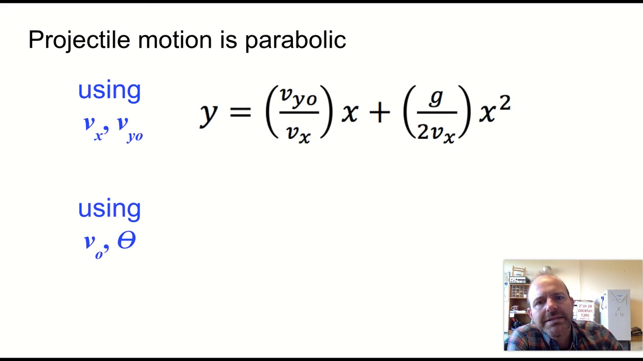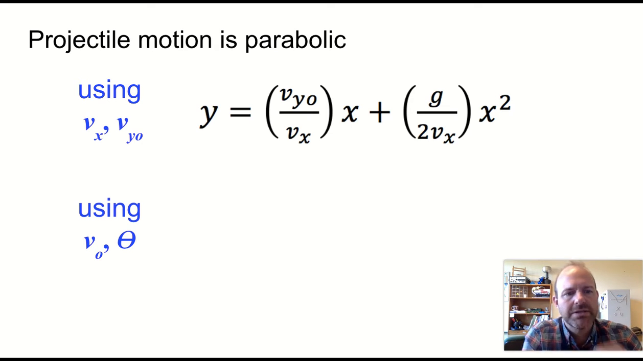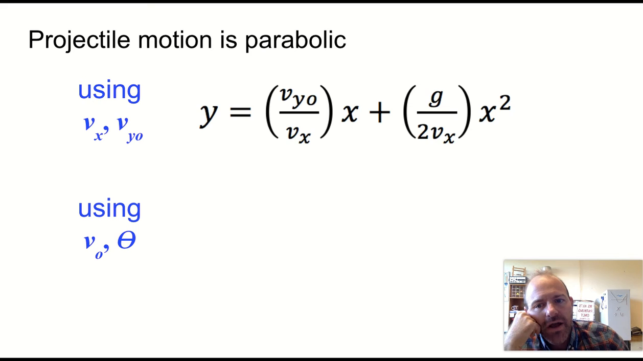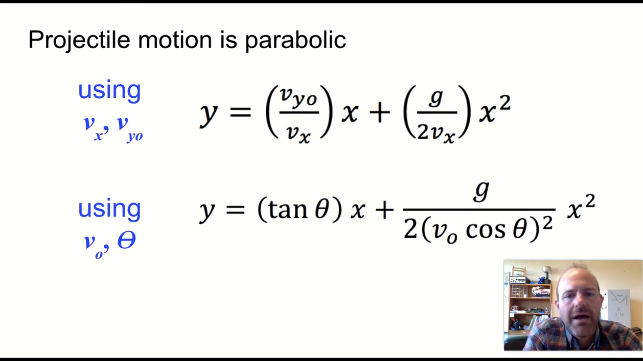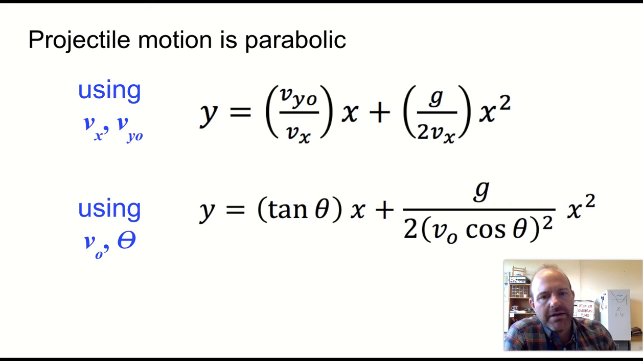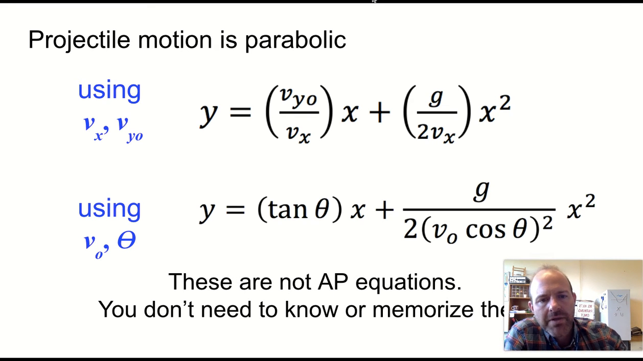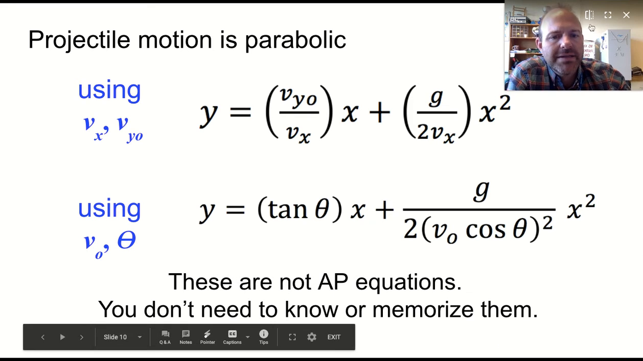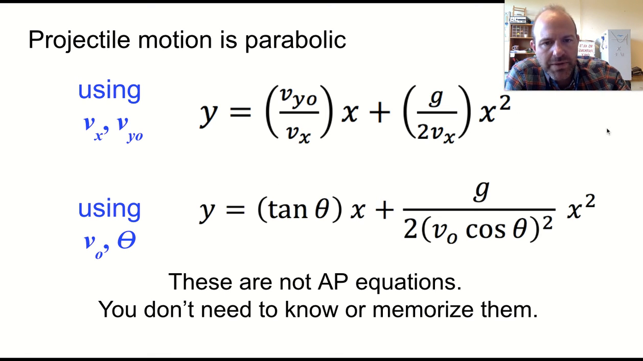Instead of talking about x and y components, we can talk about the initial velocity, which is at some angle, and the angle itself. Of course, these ratios are going to relate to those quantities anyway, right? The y component over the x component is the tangent of theta, and the x component is v cosine theta. g is a constant here, and so if we put all of this together, we get an equation that is not an AP equation. You don't really need to know it, but it is a useful relationship.